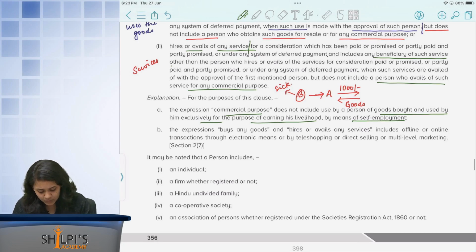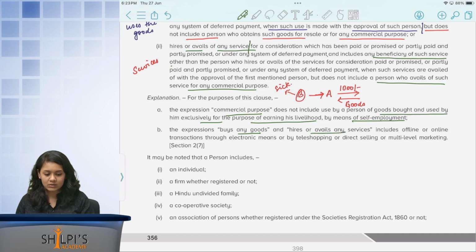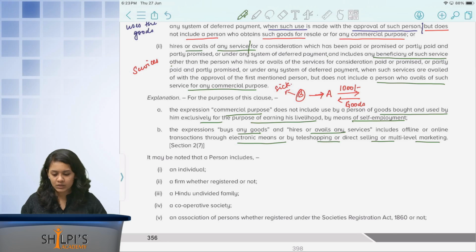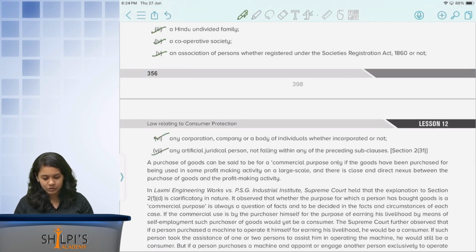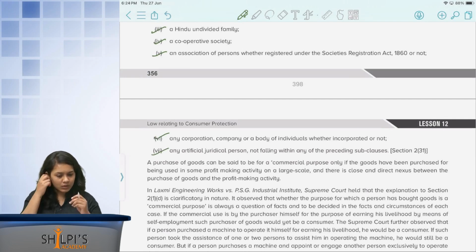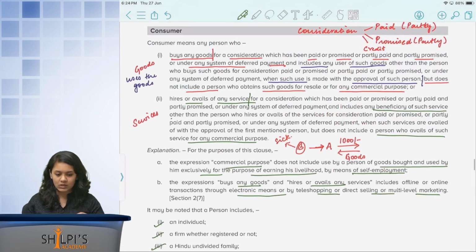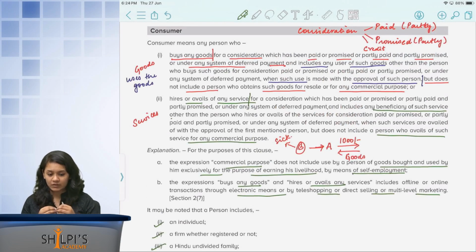Okay. And then they went on to say the act of buying any goods or availing services also includes any action through electronic means, teleshopping, direct selling, or multi-level marketing. So this is so as to include the environment that we now live in with regards to the electronic marketplace. They go on to say that a person includes an individual, a firm, a HUF, cooperative society, AOP, corporation, artificial juridical person. So your definition of complaint, complainant, and the definition of goods and services, or your consumer of goods and services, is very, very, very important. Okay.